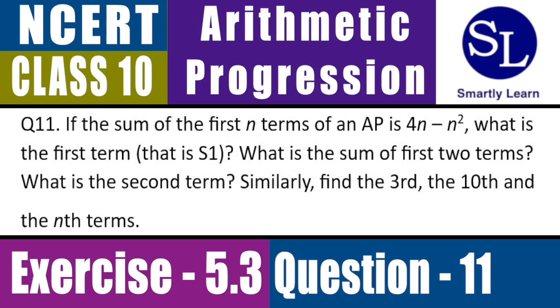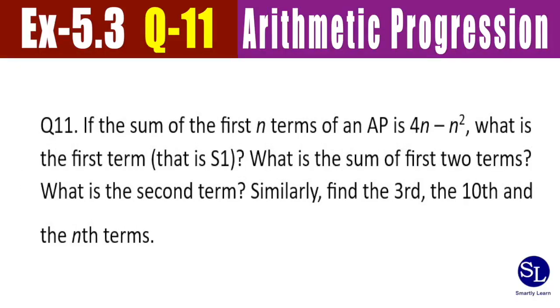In this video, we will see how to solve the 11th question in exercise 5.3. If the sum of the first n terms of an AP is 4n minus n square, what is the first term? So they've given a clue, that is S1. What is the sum of the first two terms? What is the second term? Similarly, find the third, 10th and nth terms.